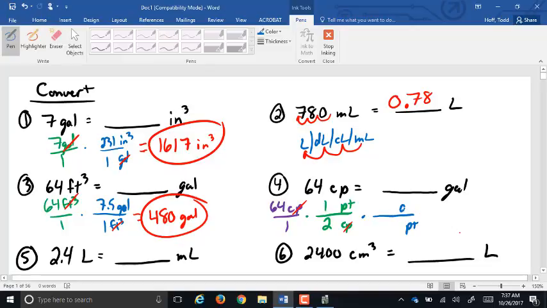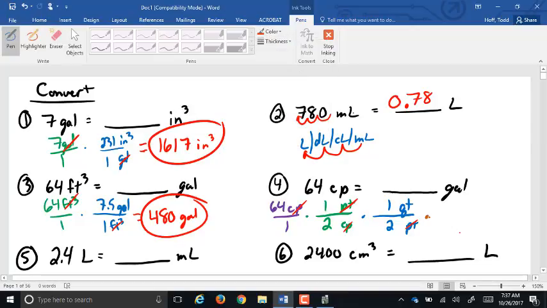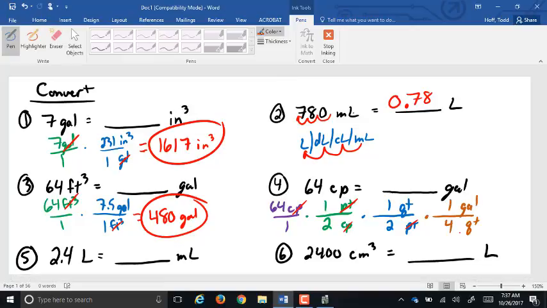We go from pints to quarts. What's the relation there? 1 quart is 2 pints. So the pints have canceled out. We're in quarts. We need one more step. Quarts on bottom, gallons on top. Relationship there is 1 gallon is 4 quarts. Remember, quart stands for quarter. So this is 64 divided by 2 is 32. Divided by 2 again is 16. Divided by 4 is 4 gallons.